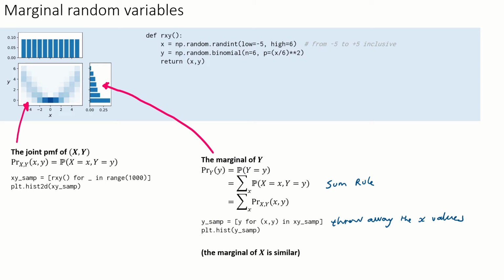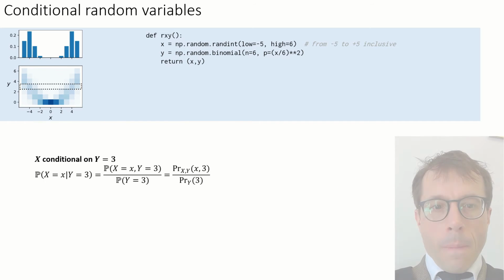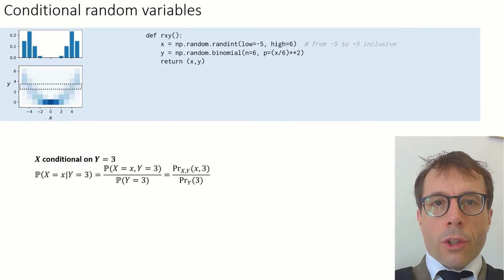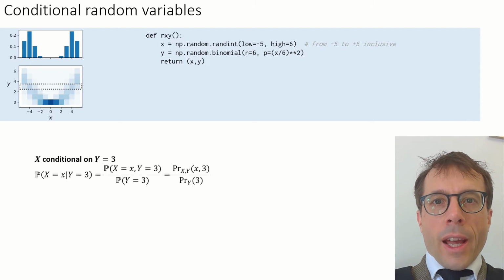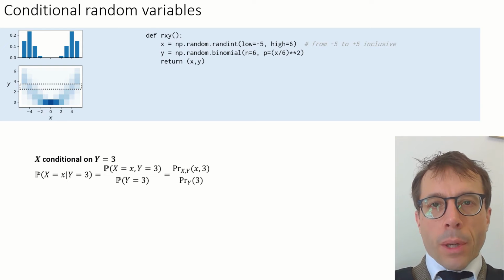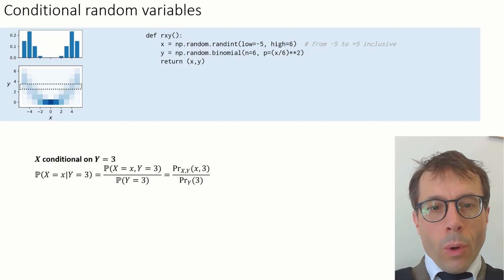Next, let's talk about conditionals. You know the definition of conditional probability is just the joint probability divided by the marginal probability. Here, if I want to know what's the probability that big X equals little x given that big Y equals 3, then by the definition of conditional probability, it's the probability that x equals little x and y equals 3 divided by the probability that y equals 3, i.e. the likelihood of the pair x, 3 divided by the likelihood for y of having value 3.